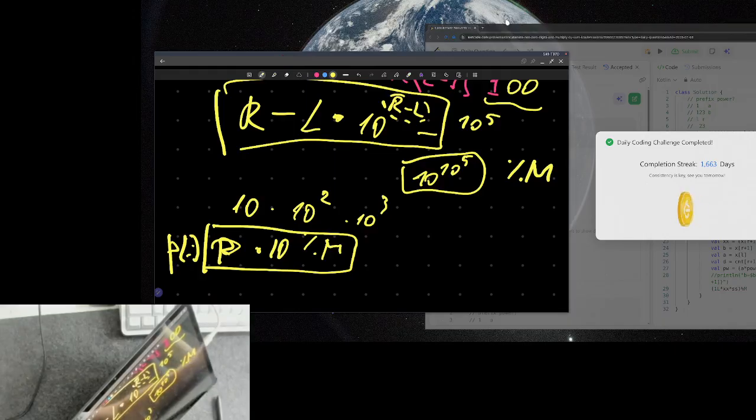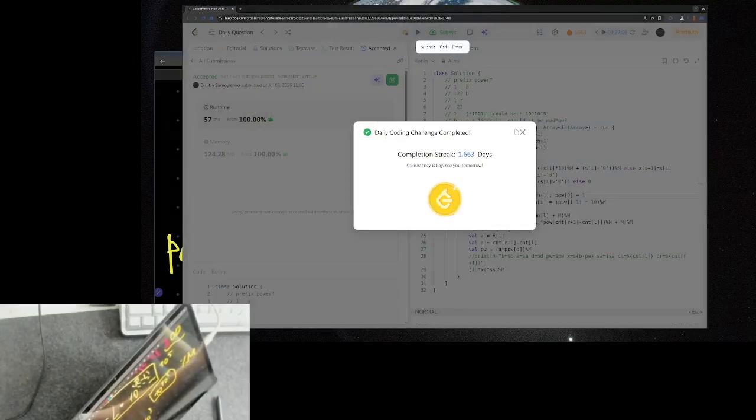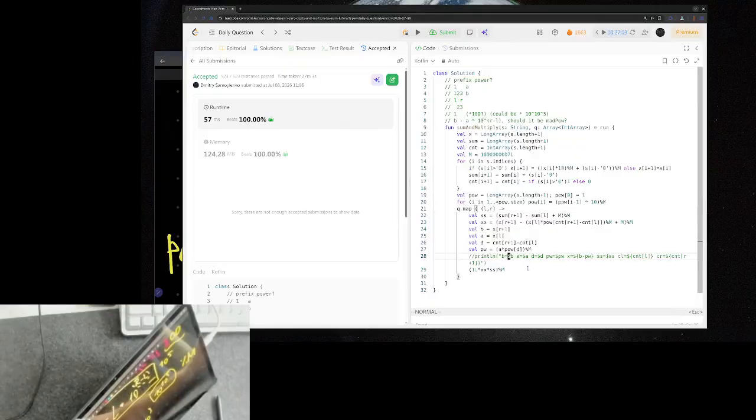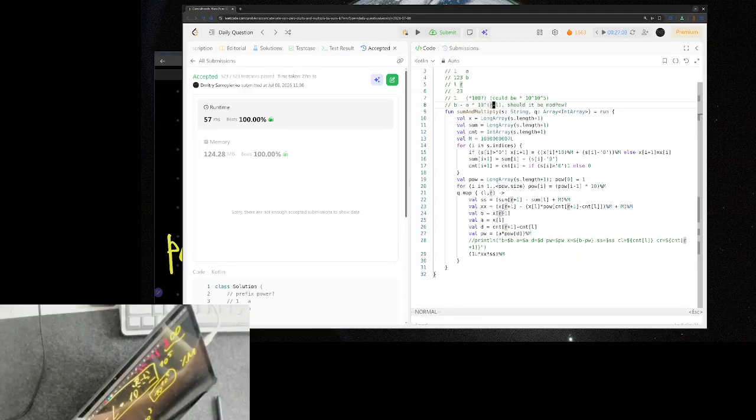Let's look at the code. This was my accepted solution. I did some debugging and I made some obvious mistakes, because we cannot do prefix sums. Basically we have to do prefix powers, and unfortunately we have only powers of 10, so we can pre-compute the modulo powers instead of doing the inverse mod power.